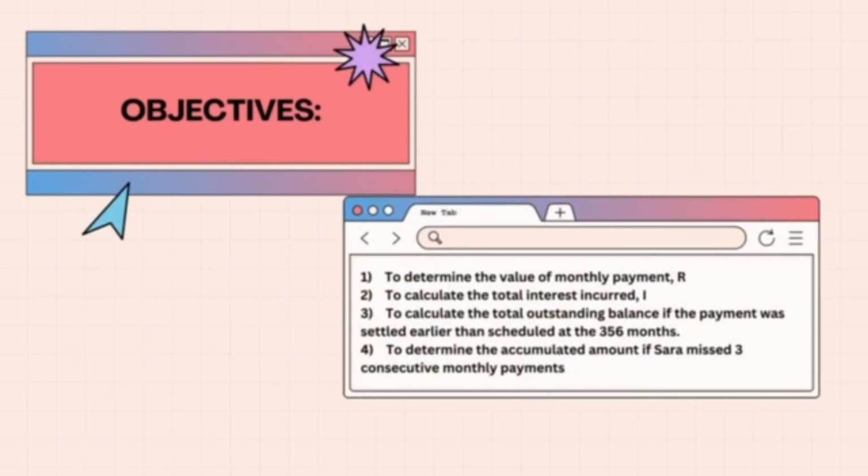Objectives for the annuity case study. First, we have to determine the value of the monthly payment R. The second is to calculate the total interest incurred I. The third is to calculate the total outstanding balance if the payment was settled earlier than scheduled at the 356th month. And the last is to determine the accumulated amount if Sarah missed 3 consecutive monthly payments.